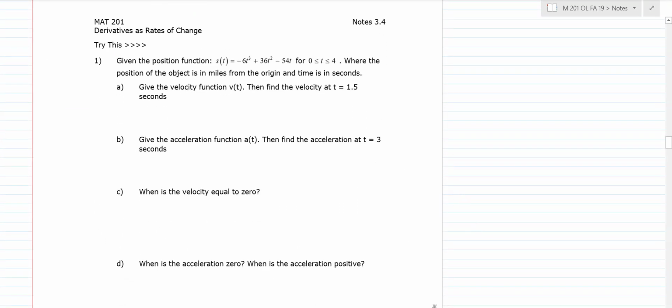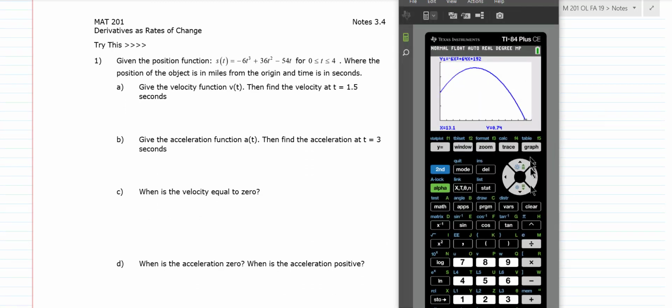Go to the next page, and I'm going to let you try one problem like that. Go ahead and see what you can put together.